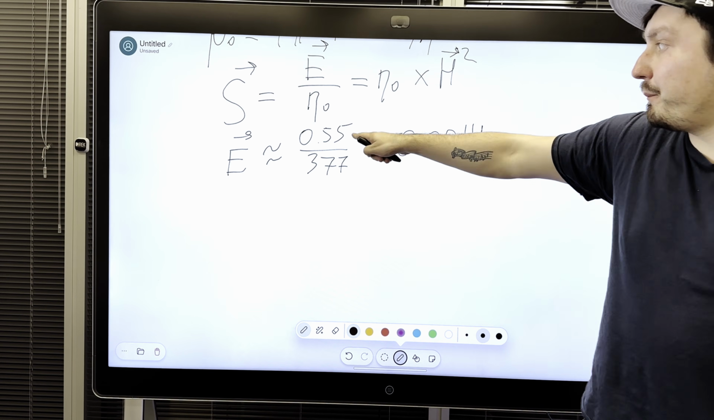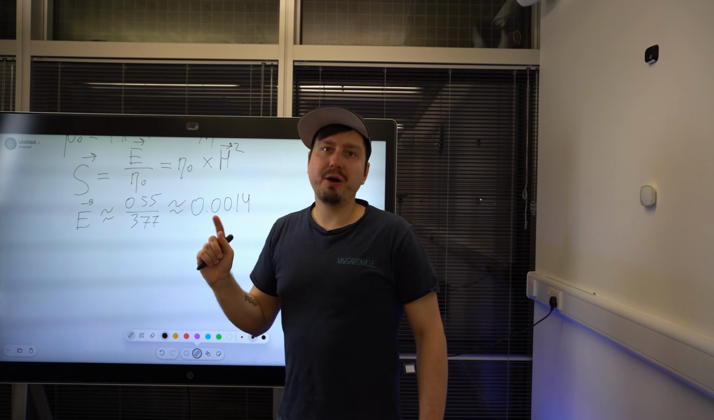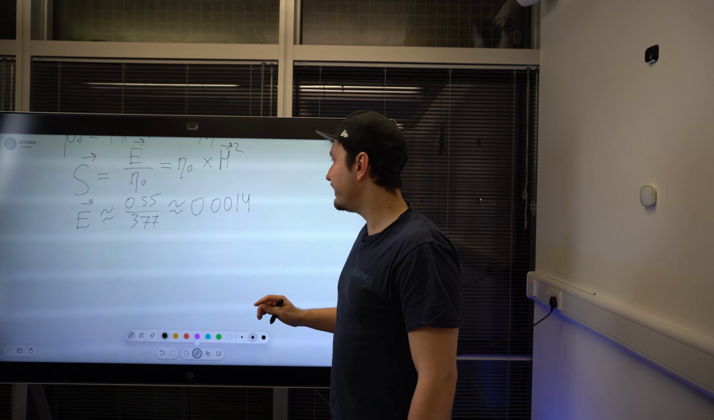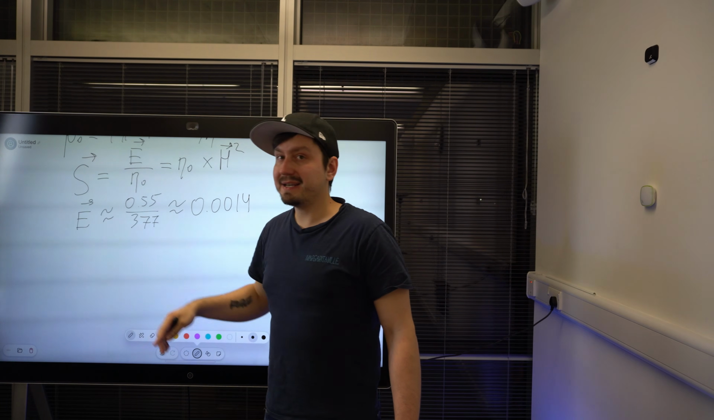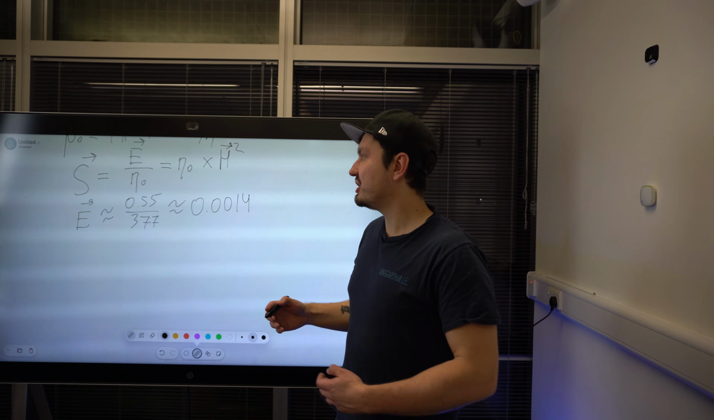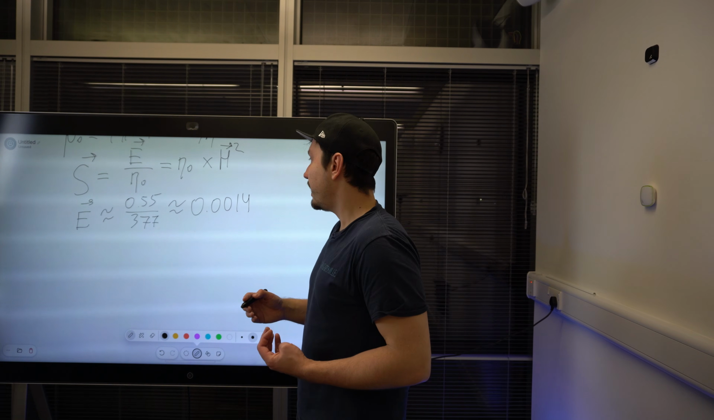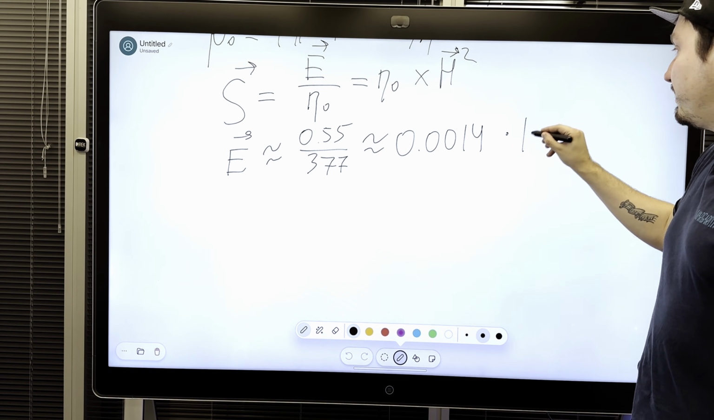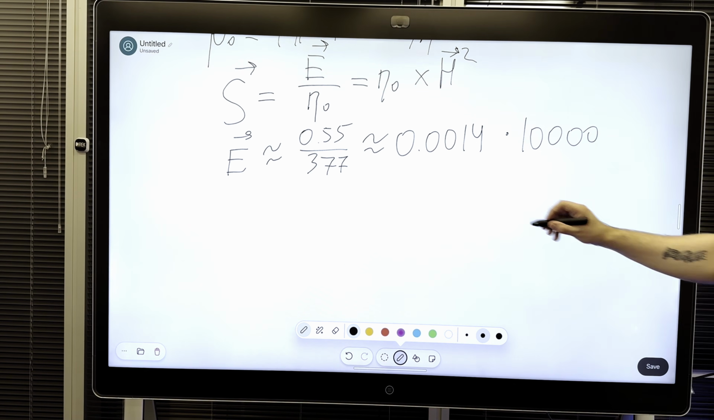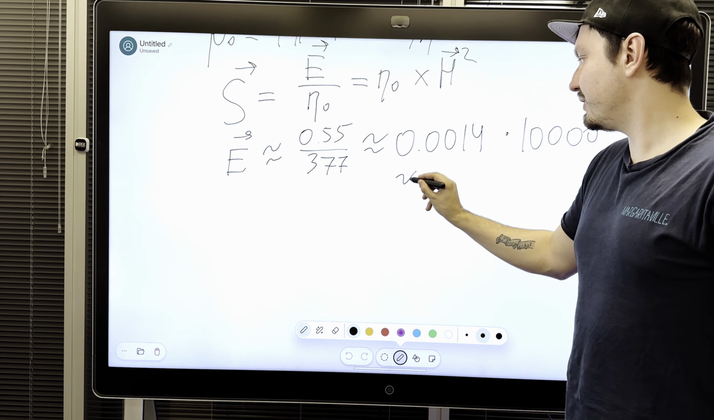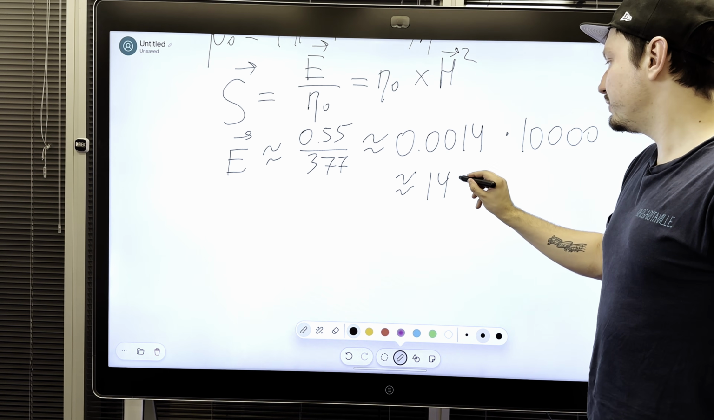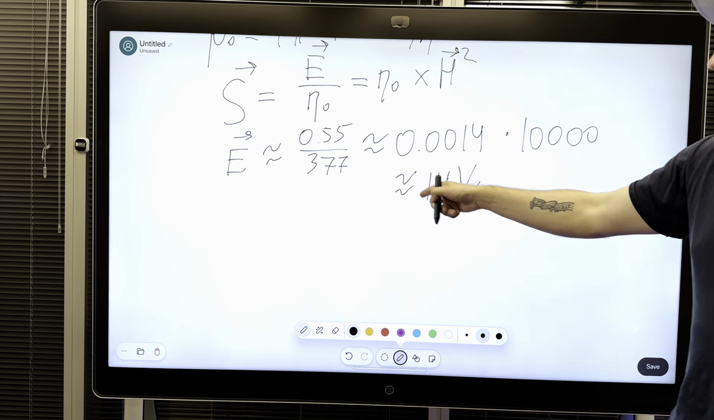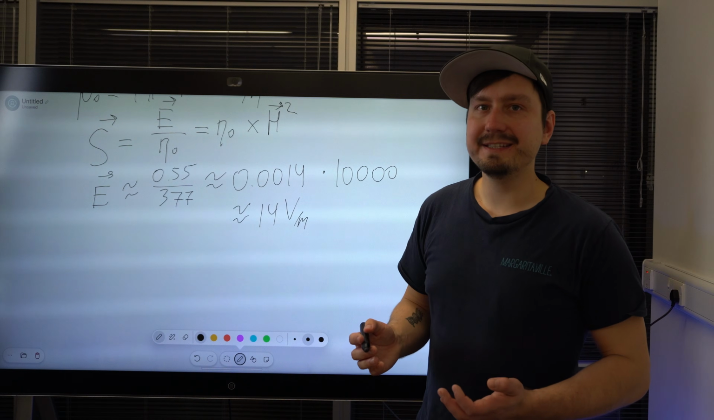0.0014, but remember that this is the power density that is expressed in watts per meter squared, and now we're trying to obtain electric field value, which is volts per meter. That effectively means that we need to multiply this value by 10,000. And that is now going to give us the value of 14 volts per meter. That is the actual answer for electric field intensity.